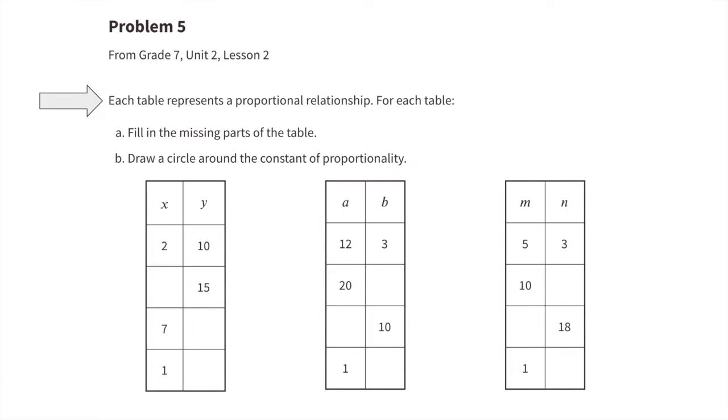Number 5. Each table represents a proportional relationship. For each table, A, fill in the missing parts of the table. If 2x equals 10y, then 1x would equal 5y, since 1 is half of 2 and 5 is half of 10. 1x times 7 equals 7x, and 5y times 7 equals 35y. 1 times 3 equals 3, or 1x times 3 equals 3x, and 5 times 3 equals 15, or 5y times 3 equals 15y.